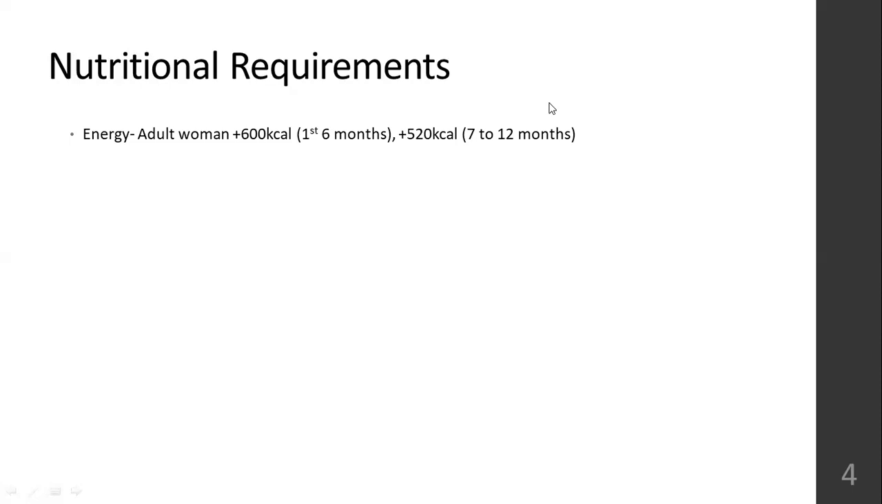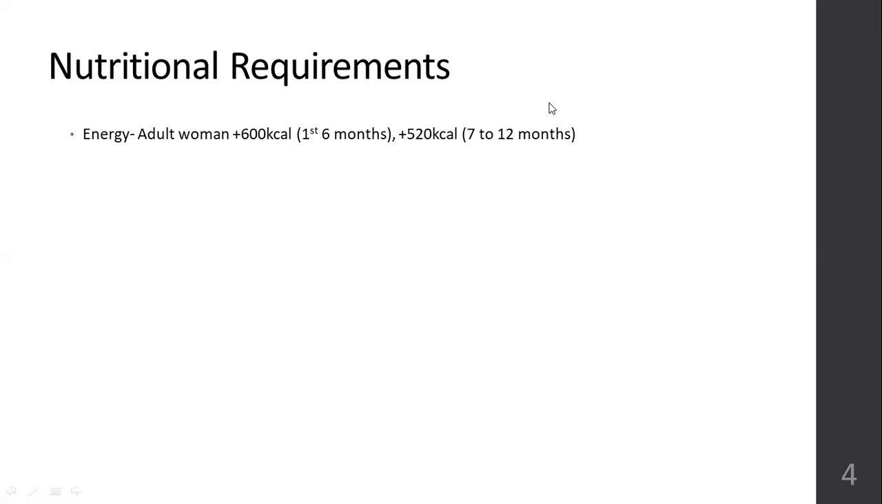An adult woman, whatever diet she is having, has to add 600 kilocalories more in her diet during the first 6 months of lactation. After the child has turned 6 months of age, the weaning diet has started for the child. She can have 520 kilocalories more up till the first year of the child. So energy requirement can be divided into these two categories.